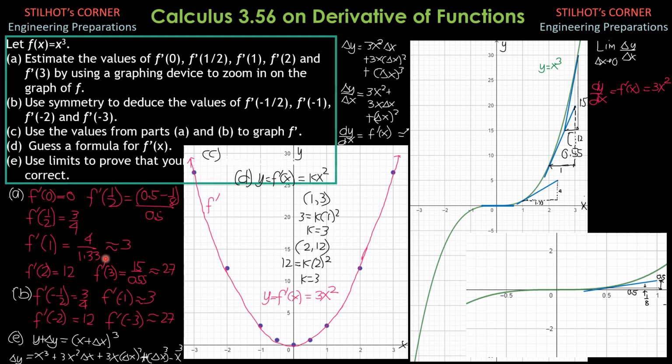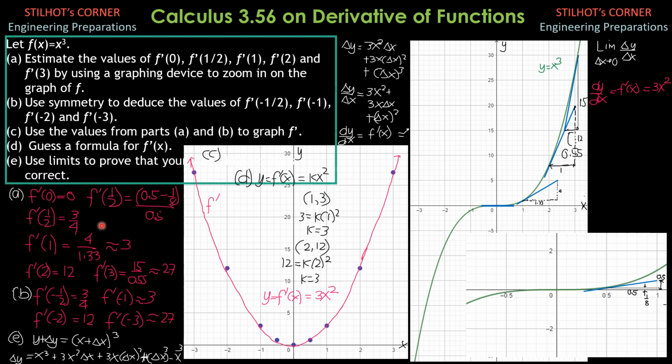F prime of negative 1, which is the same as f prime of 1, which is 3. F prime of negative 2 is the same, 12. F prime of negative 3 is the same as f prime of 3, which is 27. So that's why this would be the plot of f prime, the graph of f prime. Then part C, use the values from parts A and B to graph f prime. So this is now the graph of f prime, all positive. It is parabolic because of same slopes at corresponding points, left and right.